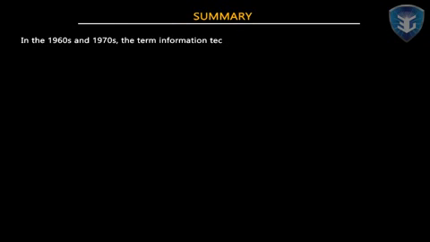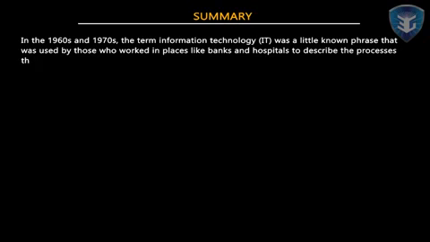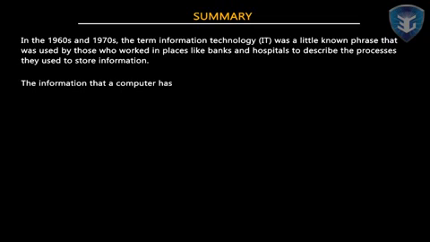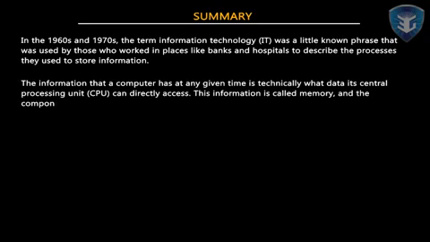In the 1960s and 70s, the term information technology, or IT, was a little-known phrase that was used by those who worked in places like banks and hospitals to describe the processes they used to store information. The information that a computer has at any given time is technically what data its central processing unit, or CPU, can directly access. This information is called memory, and the components that store it are considered primary storage.